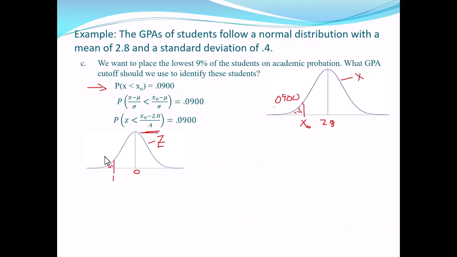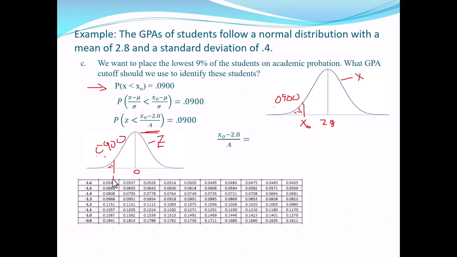And I know this probability is still 0.0900. Now you go to your table, and we've got to figure out what this X naught value is. Well, I can find the 0.0900. Where is it? It's about here. It's pretty doggone close, 0.09. It happens. What I'm saying is this point right here, the X naught minus 2.8 divided by 0.4, is the z-score negative 1.34.